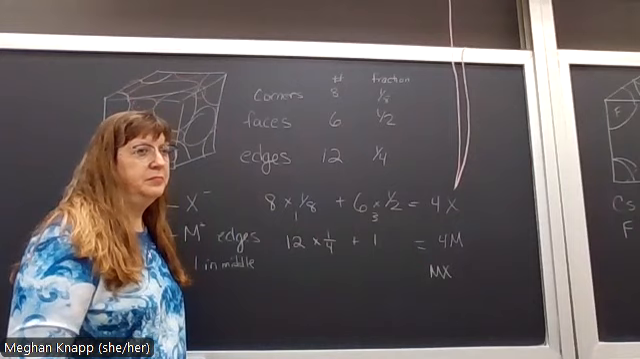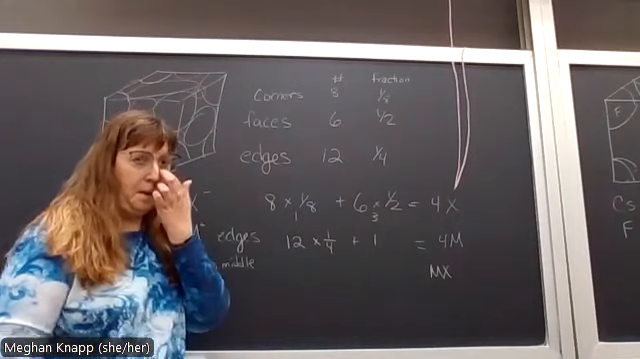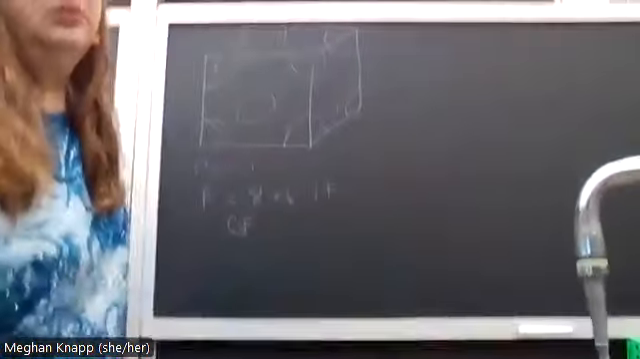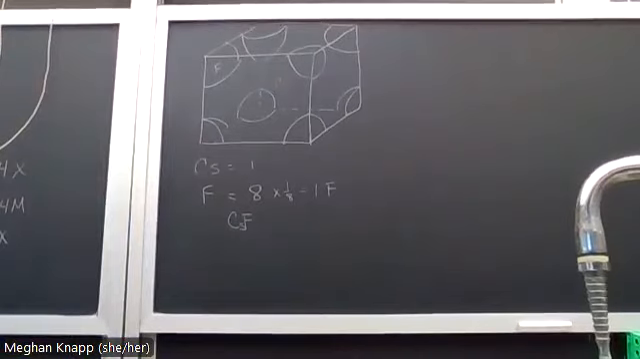I'm just a little confused on what the 8 stands for. 8 stands for there are 8 corners. And then it's just the fraction of that. Okay. So what I'm going to look at is where are the atoms? If it appears on the corners, it's going to be 8 times 1/8.